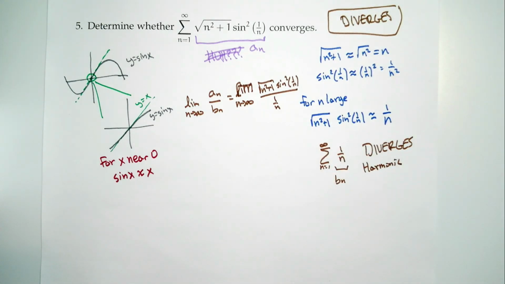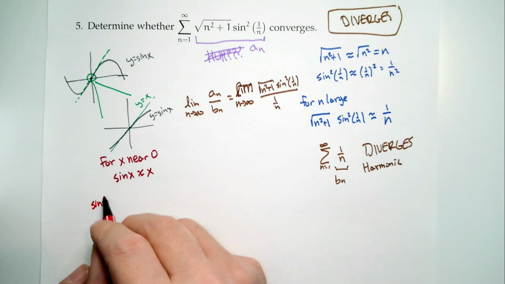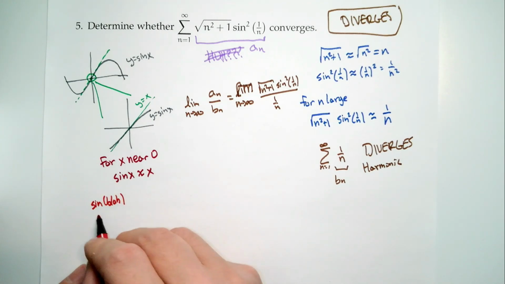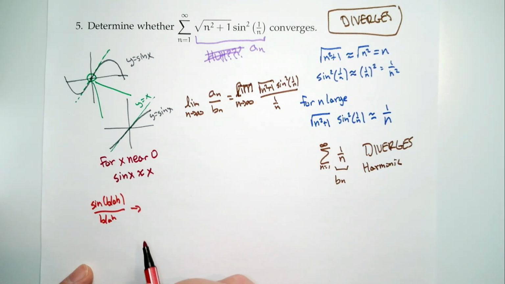Now, what are we going to do? Well, there's another nice fact we have, and wow, this is a great stroll down memory lane. There's something else. Do you remember this following fact? Sine of blah divided by blah goes to 1, as long as what? As blah goes to 0.